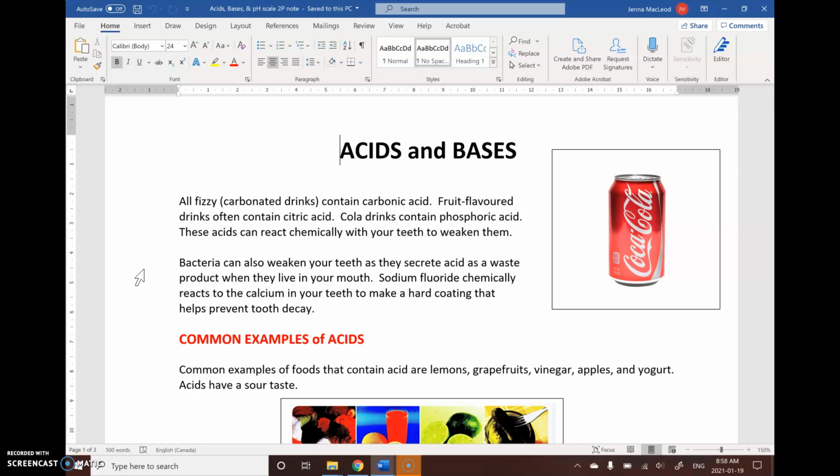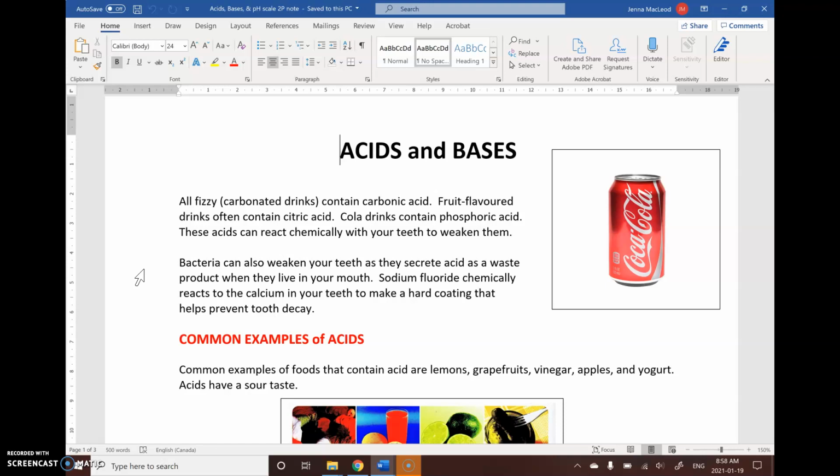So all fizzy carbonated drinks contain carbonic acid. Fruit-flavored drinks often contain citric acid. Cola drinks contain phosphoric acid. These acids react chemically with your teeth to weaken them. Bacteria can also weaken your teeth as they secrete acid as a waste product when they live in your mouth. Sodium fluoride chemically reacts to the calcium in your teeth to make a hard coating that helps prevent tooth decay.